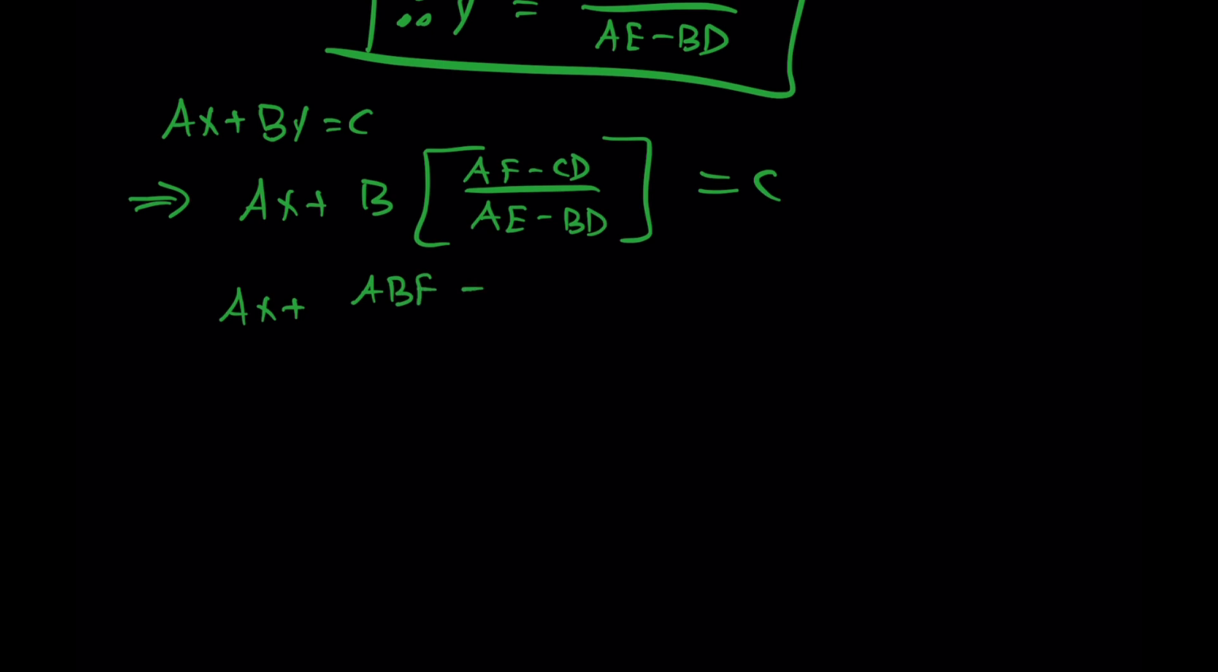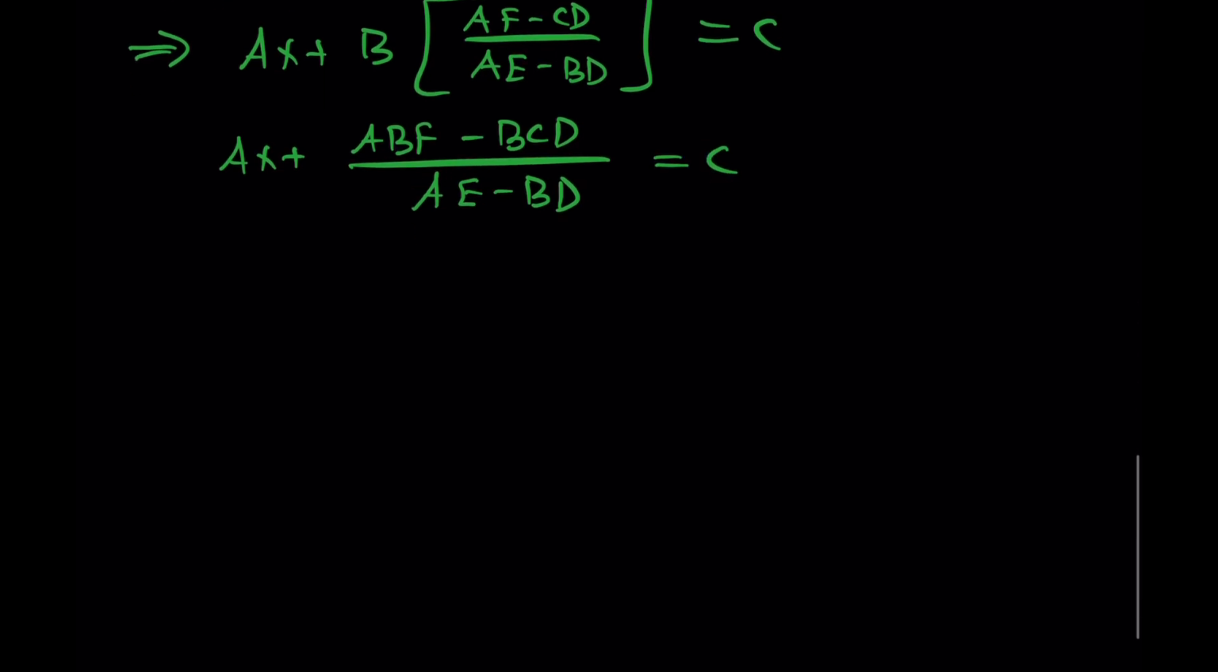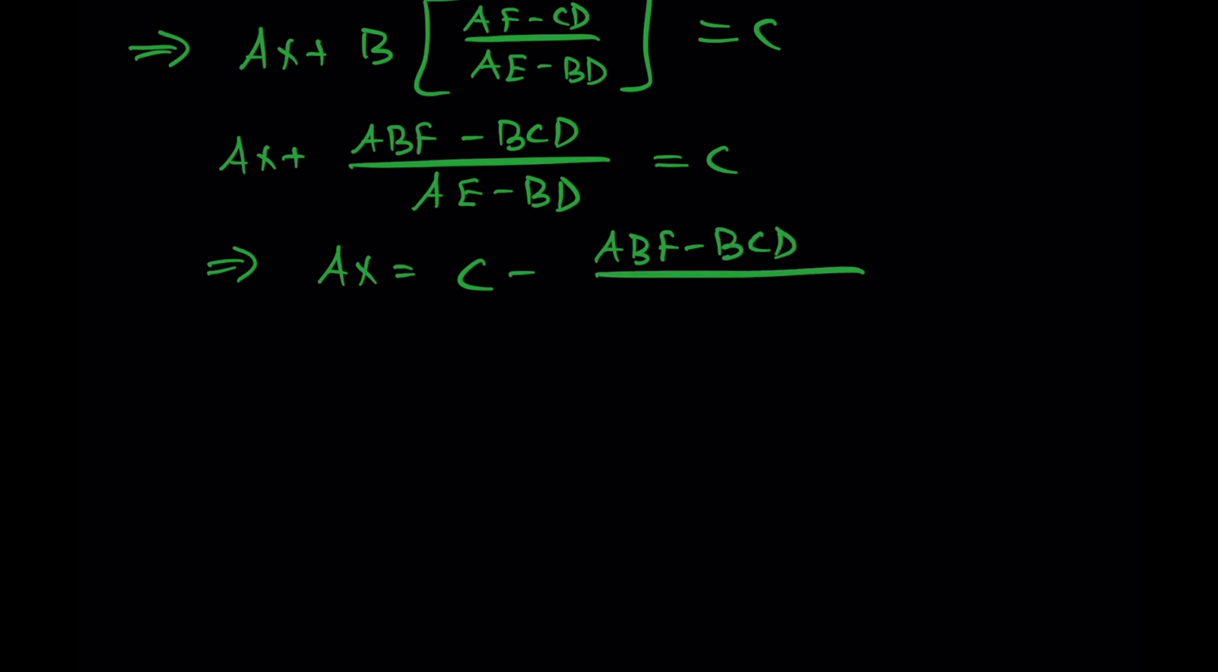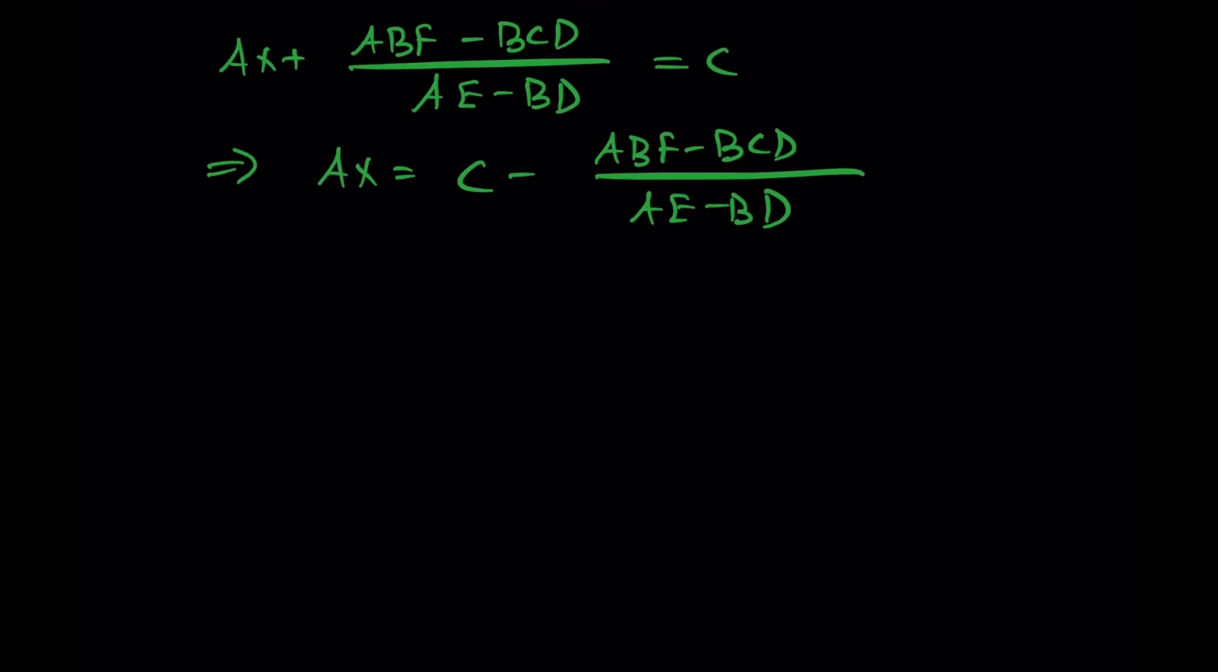b times that negative cd is the same thing as negative bcd over ae minus bd equals c. We want that x by itself, so we might as well subtract this expression from both sides of the equation. So we get ax is equal to c minus abf minus bcd over ae minus bd. Again, we want a common denominator, so we better deal with that fraction there.